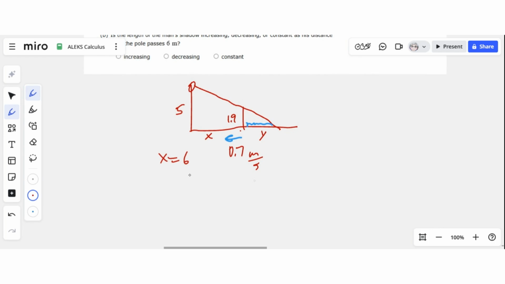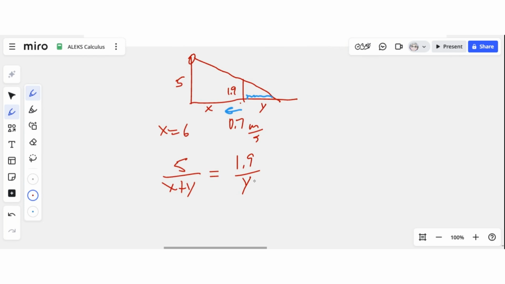So I think what I'm going to do here is make a proportion. You might remember from geometry that if we have a right triangle and we cut it with a parallel line, you get two proportional triangles. This little one down here, where the base is the shadow, and the big one where the base is the shadow plus the distance to the pole. So I could set up a proportion that looks like 5 over x plus y is the same as 1.9 over y.